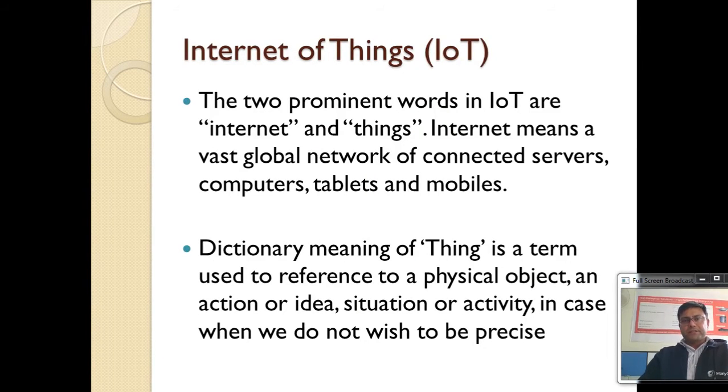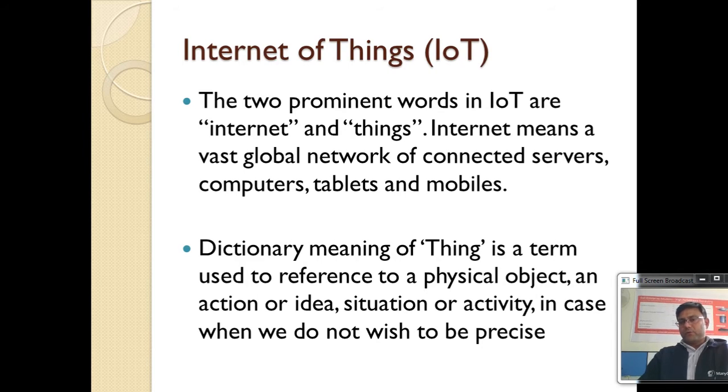Internet of Things means the Internet and the things. It means the internet of the various things which are available. What do we mean by Internet? Internet is nothing but a network of networks which are connected together. These networks can have various devices like computers, tablets, mobile phones, sensors, etc. These things would be connected through the internet.